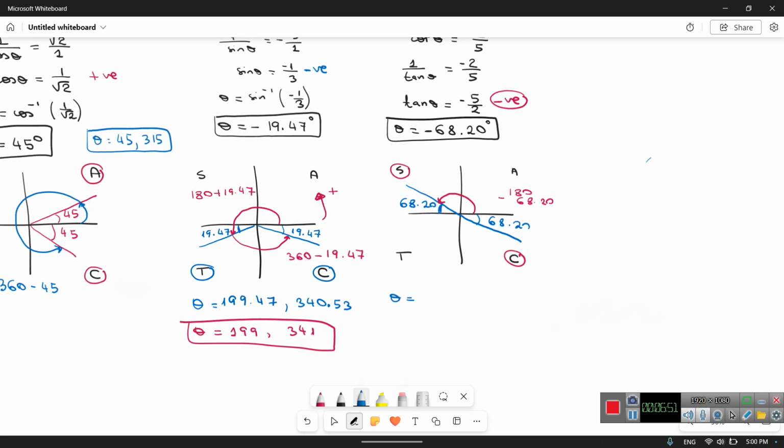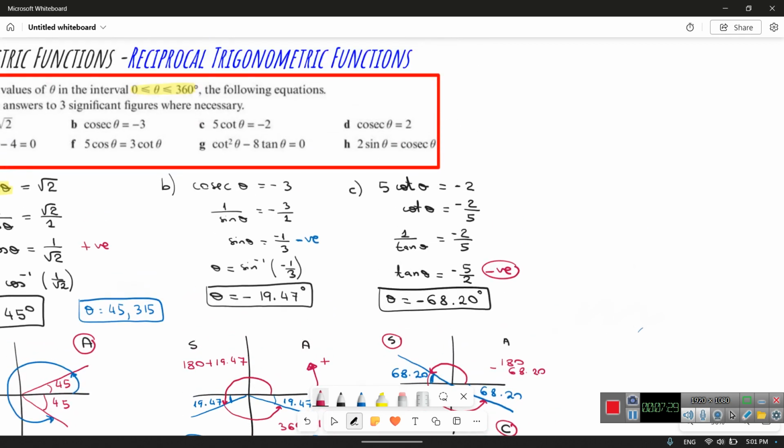So we want where tan is negative, and we have the first answer. If we do 180 minus 68.20, we get the answer to 3 significant figures. Make sure you use the calculator: 112. This is our first answer. The second answer is going to be 360 minus 68.20, rounded to 3 significant figures, is 292. To 3 significant figures, these are the answers.